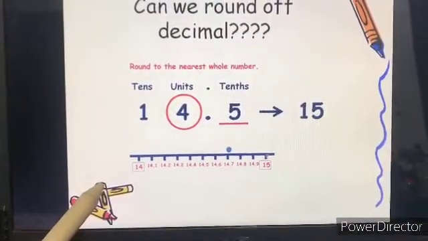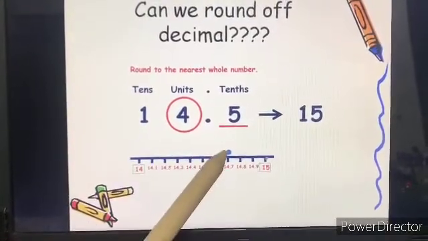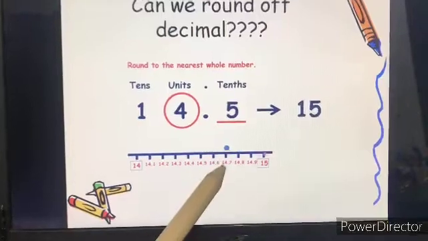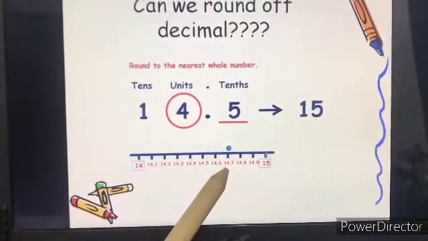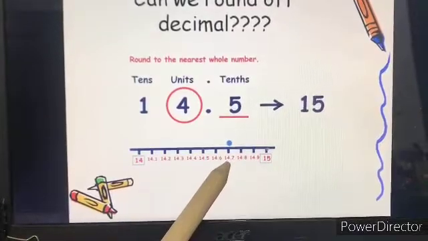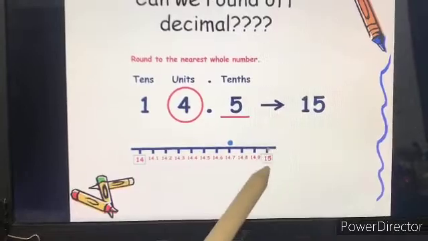Here you go, there is the same number line as I told you earlier. In the previous class you learned about the number line also. So here they point this decimal at 14.7. When you have 14.7, will it be 14 or 15? So what will you do?